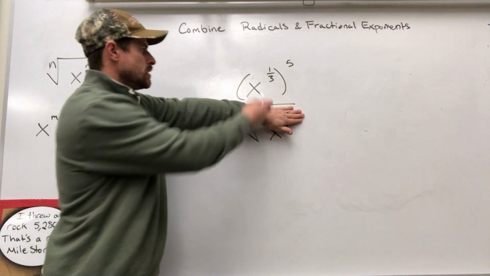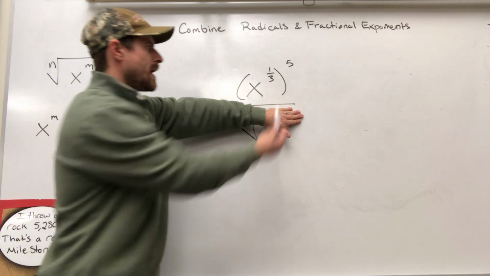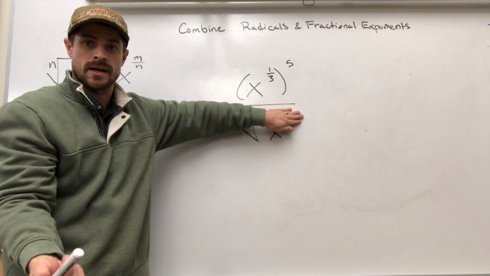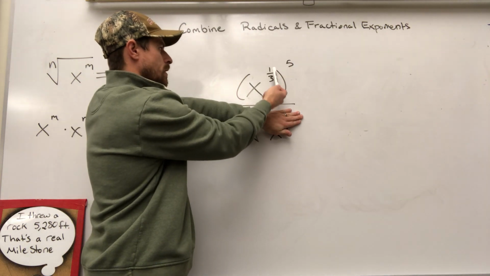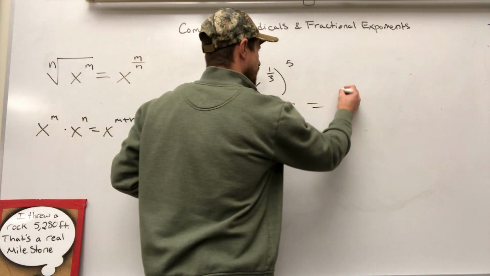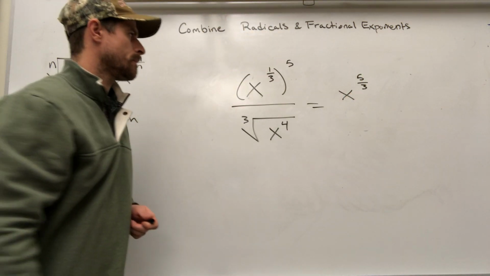If your teacher said, can you simplify this for me? My hope would be that you're like, yeah, no problem. It's a power over a power rule. So all you need to do now is multiply your exponents. 5 times 1/3. Simple enough. Come on, we got this. X to the 5/3. Okay?